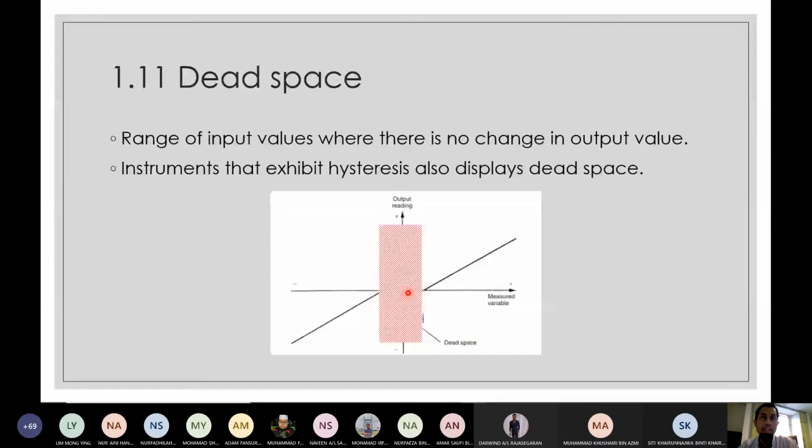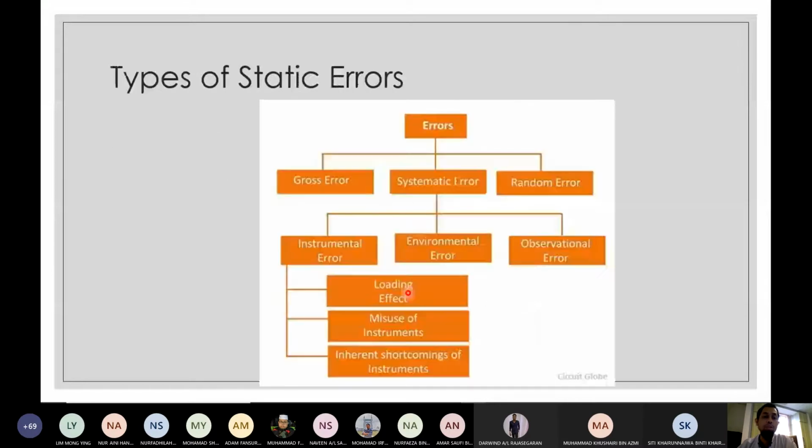Okay. So now I would like to move into the types of static errors. Before I start on this topic, we'll take a short 5-minute break. And if you have any questions, please put them in the meeting chat.